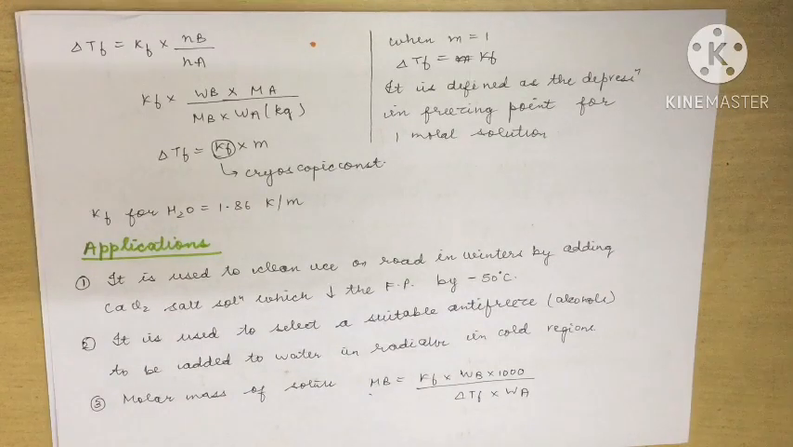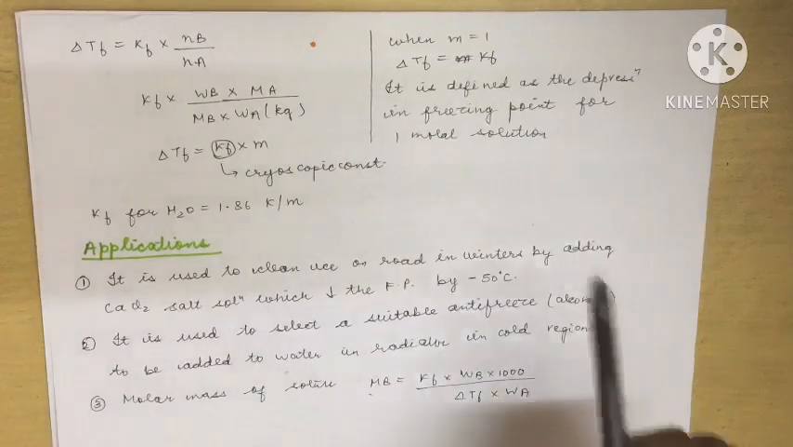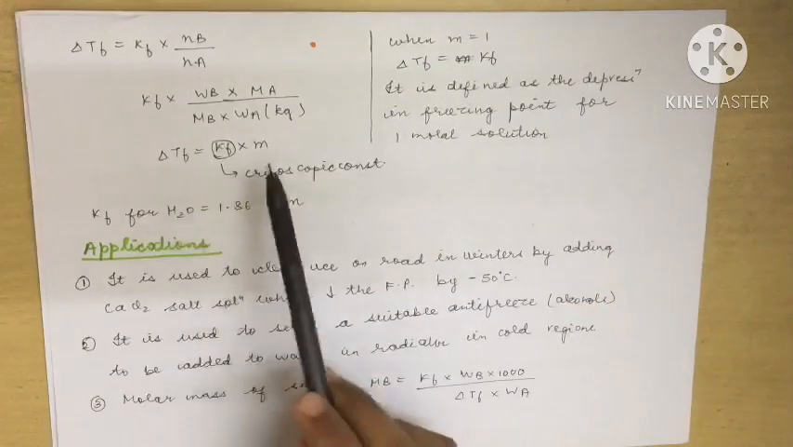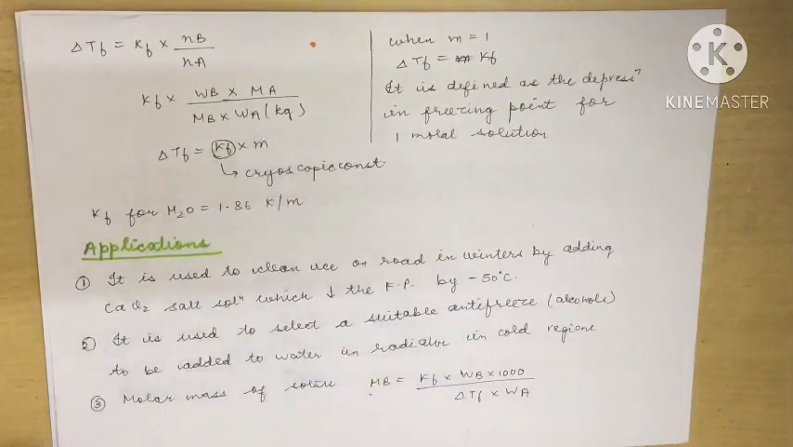As we have studied already in the elevation of boiling point about the ebullioscopic constant, the similar here is the cryoscopic constant. There is not much difference here. If you need to define what is cryoscopic constant, it is when we put this molality equal to 1. Now how this molality comes, let us see.